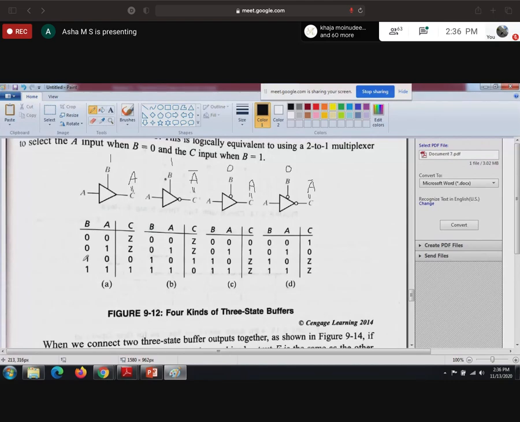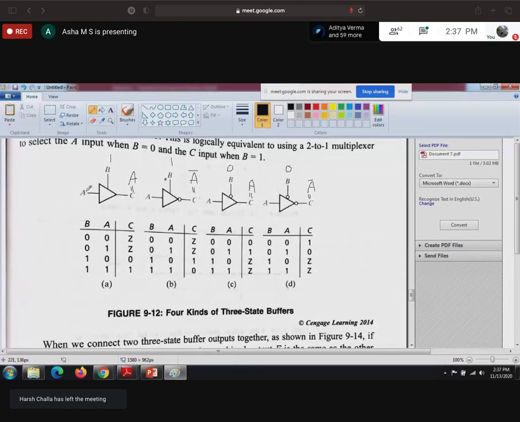When B is 1, the buffer is enabled. C is the same as A, so you need to check the value of A. What is the value of A? The value of A is 0, so C also carries the same value.